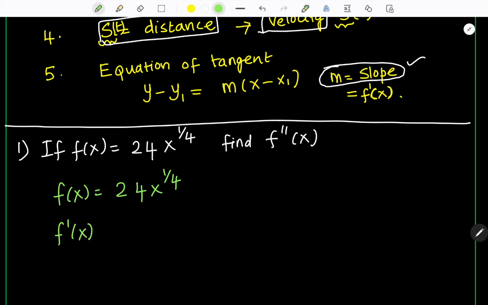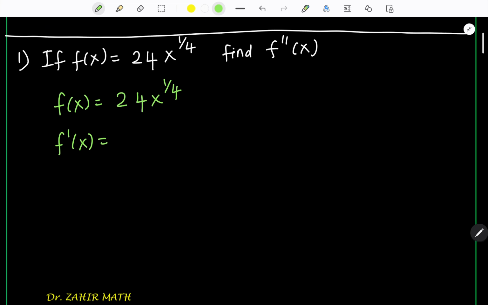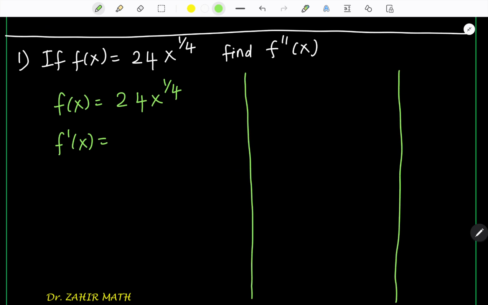We are going for f dash of x. Now what is the formula to find f dash of x? If x power n is the formula, then the derivative is n x power n minus 1. So 24, this 1 by 4 coming down, okay, right? And then x to the power of 1 by 4 minus 1. So this equals 24, I'll cut this 4 and 24. 4 gets cancelled with this 24, which is 6.